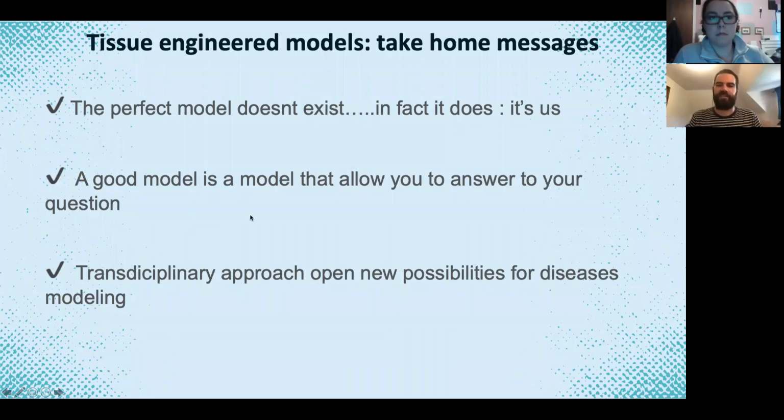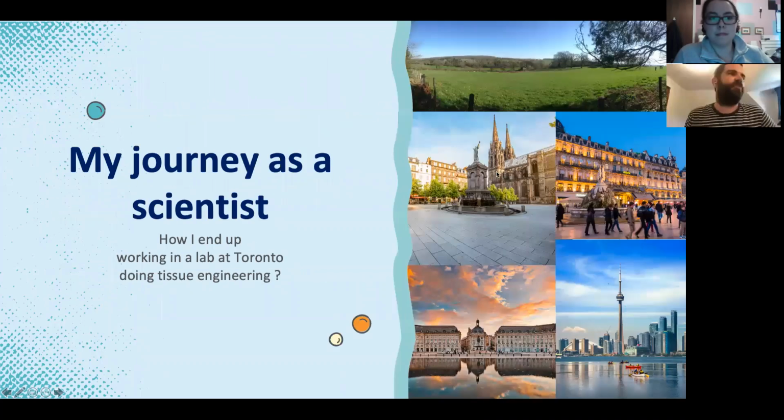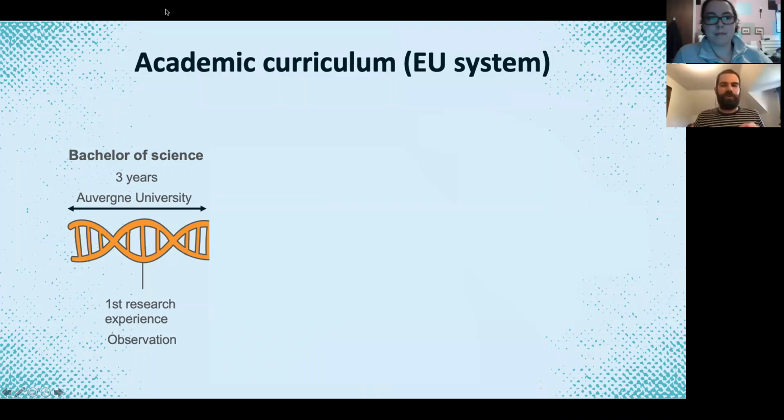So I hope that you will have a lot of questions about this model. And now, as the organizer requested, I'm going to speak a bit more about how I ended up working in Toronto. So I come from here. That's basically the middle of nowhere in France. I've gone through all these places and I ended up in Toronto, and I'm going to explain a little bit about my journey. The European system is a bit different than the US system. I'm still not really familiar with the US system. I have a problem understanding it.